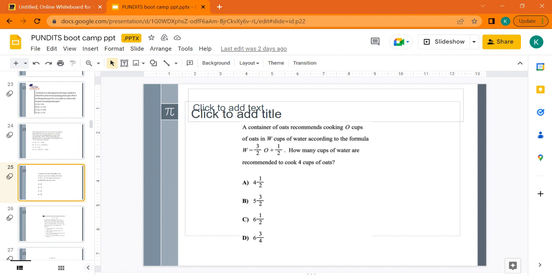And option C is 6.5. So the correct answer to this question is option C.